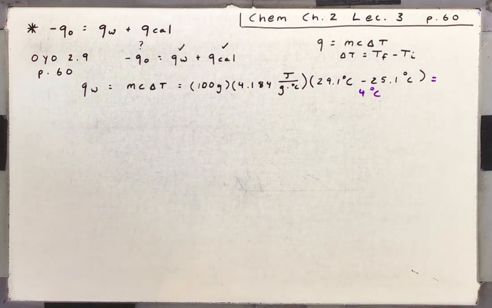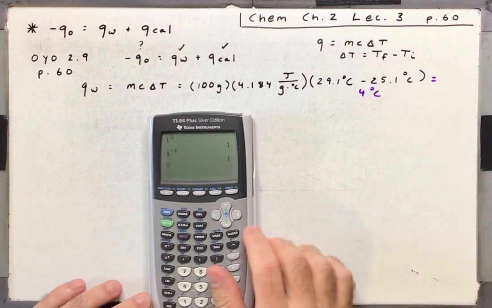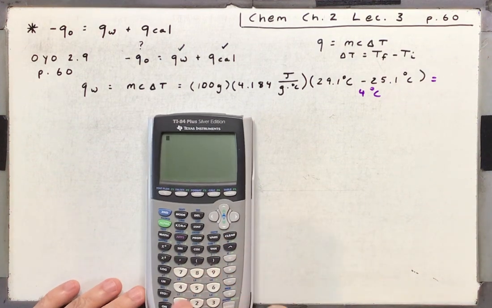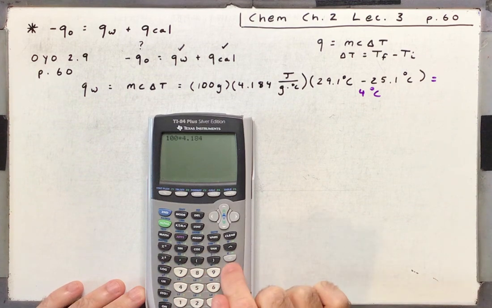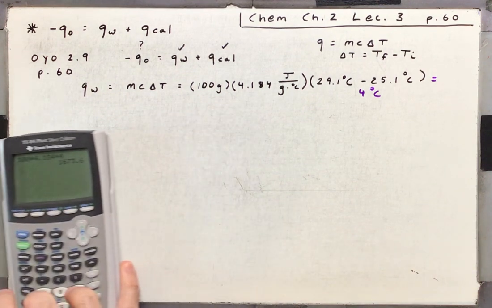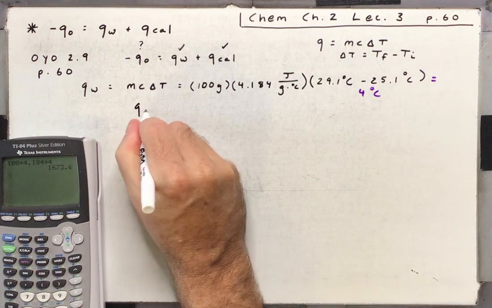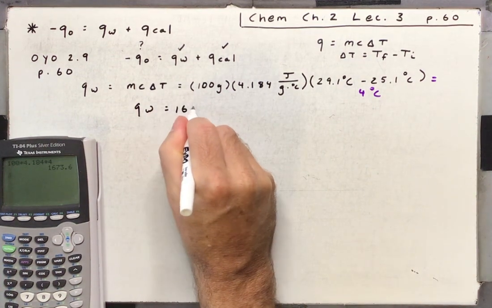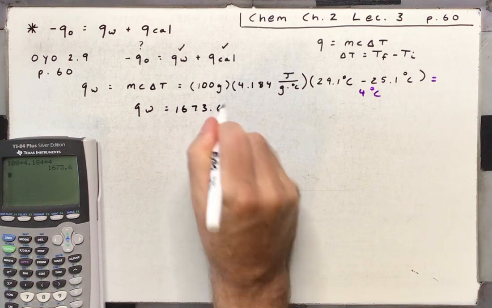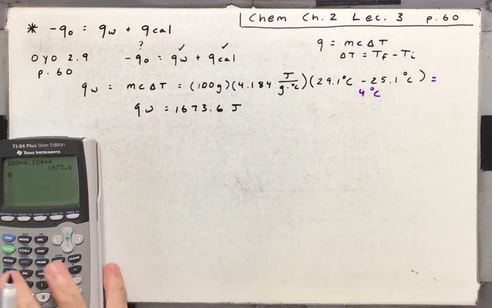All right, so we're just going to put those numbers in our calculator. We got 100 times 4.184 times 4. All right, that's 1673.6 joules. Okay, we're one-third done.